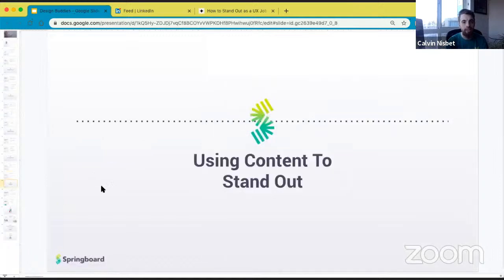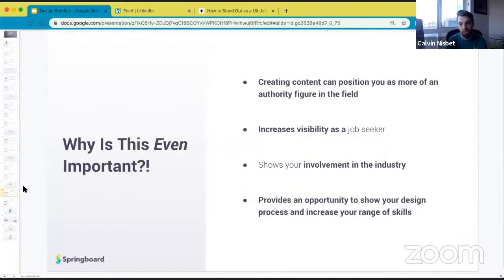Awesome. So just getting to the last thing here before I hand it over to you guys for the Q&A: using content to stand out can be an incredible way to get some visibility and really come across as showing yourself an authority in the field.